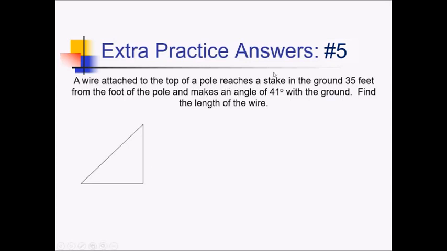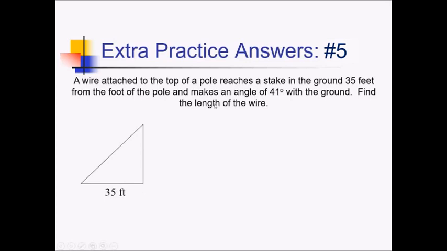So let's see here. We have a stake in the ground that's 35 feet from the foot of the pole. So here's the pole over here on the right. The hypotenuse is the wire leading up to that. And the stake in the ground is here in the lower left. Feel free to draw this stuff in. So we have a distance of 35 feet between the stake and the pole.